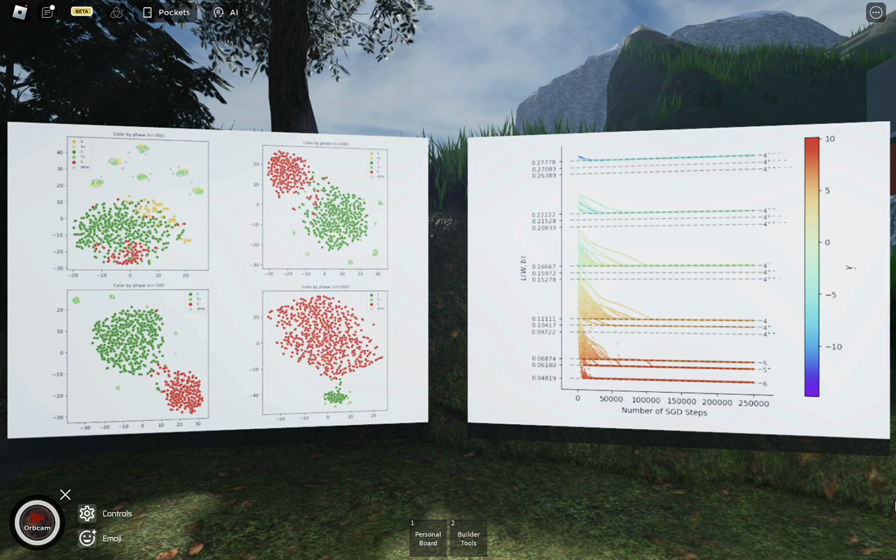Okay, I want to move on to talk about dynamical transitions, but on the left-hand board, I won't say much about it, but you can see a T-SNE version of the phase transition where as n increases, you see the 6-gons, the red dots, dominate in the samples over the 5-gons, the green dots. So that's another way of seeing the same thing happen.